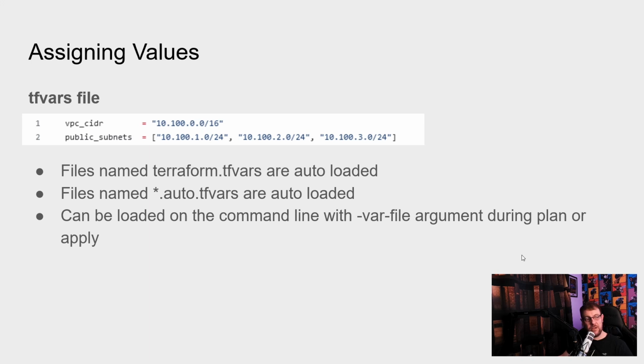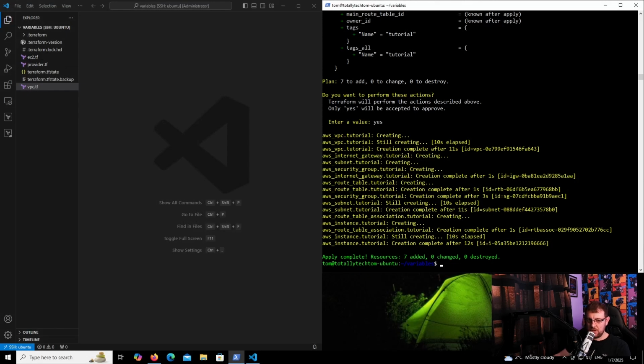For files that you have a different name for, but you want to use them in the runtime, you can use an argument reference on the CLI, -var-file, during plan or apply. So a little bit annoying. I've not actually included this in my presentation, so I'll just show you very quickly. We can do terraform plan, for example, and then just do -var-file equals some file dot tfvars. And that'll be loaded during runtime.